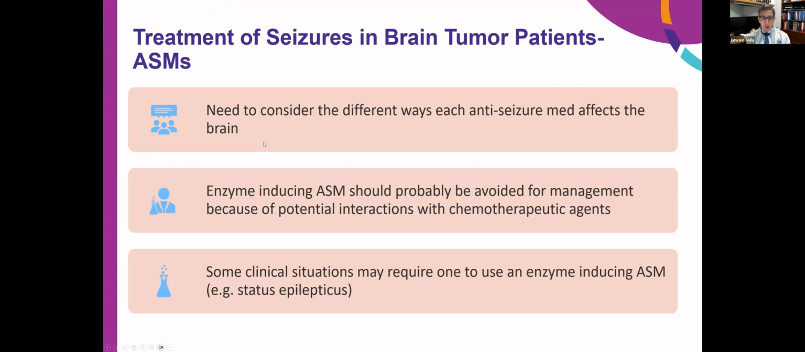So what do we do? What are our sort of foundations here? We need to consider the different ways that each anti-seizure medication affects the brain. Enzyme-inducing anti-seizure medications, as I mentioned, should probably be avoided because of potential interactions, especially with chemotherapy. However, some clinical situations, such as emergency situations in a patient presenting with acute and frequent seizures, require us to use some of the older agents, which are well studied and very efficacious in emergency settings.